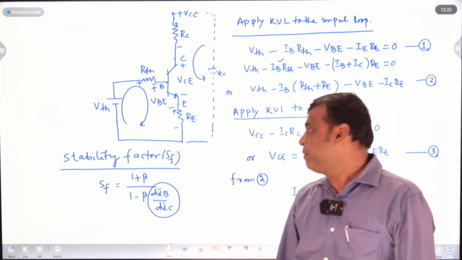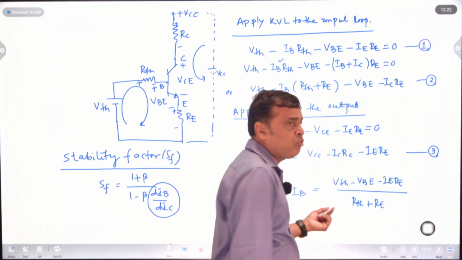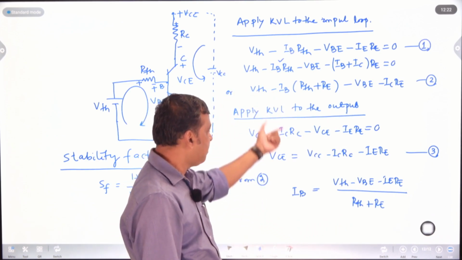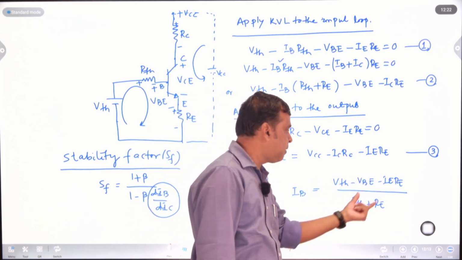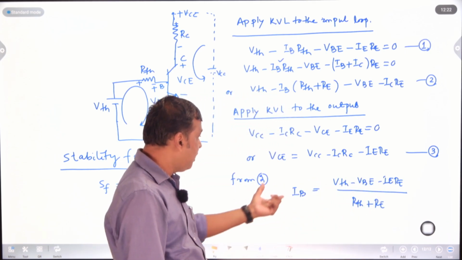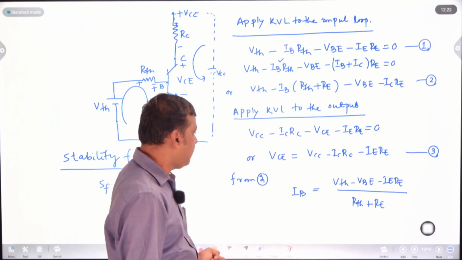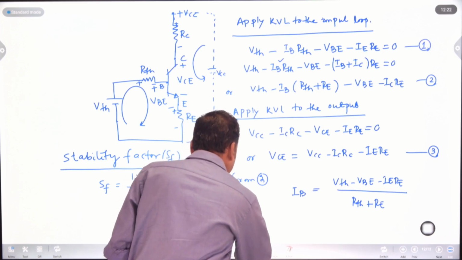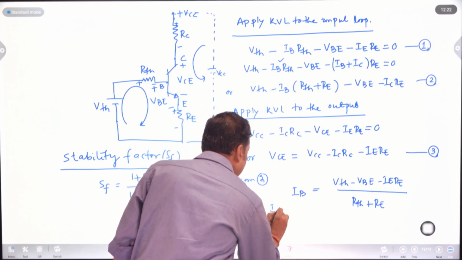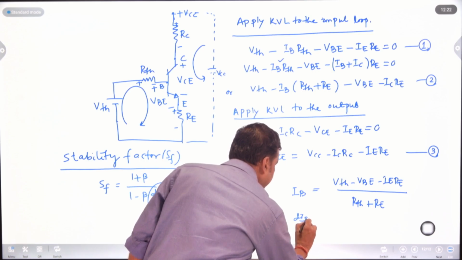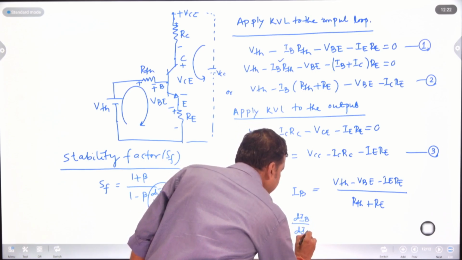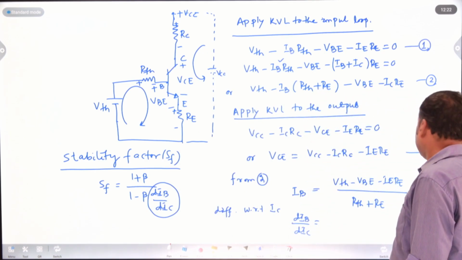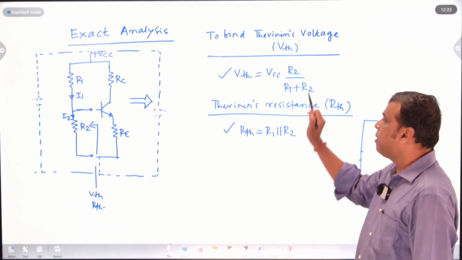Actually, what does this value of IB mean? From the stability point of view, we are using this expression: IB equals (VTH minus VB minus IE RE) by (RTH plus RE). If we differentiate this expression with respect to IC, what is my dIB by dIC? Remember, the value of VTH is how much? VTH is VCC into R2 by (R1 plus R2).